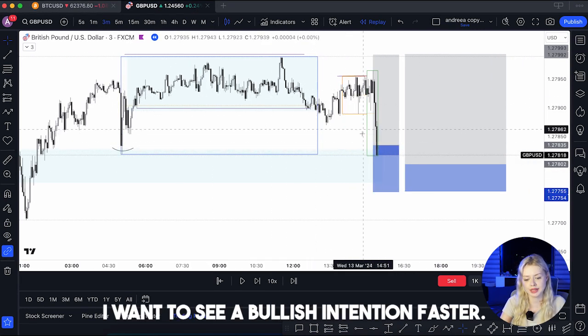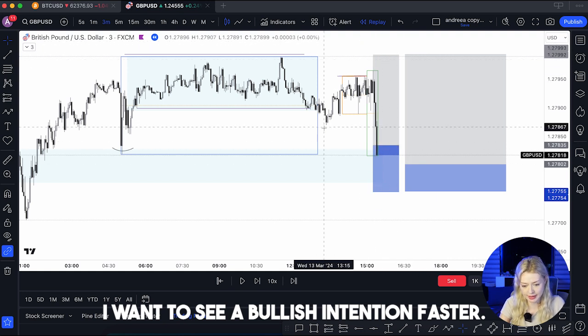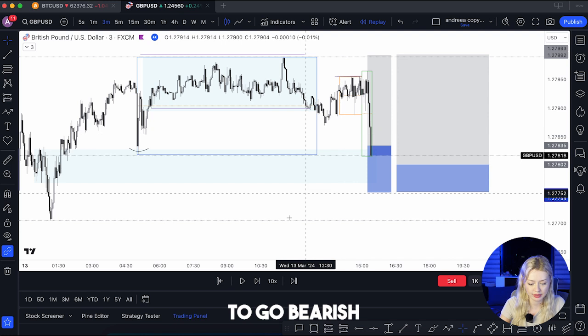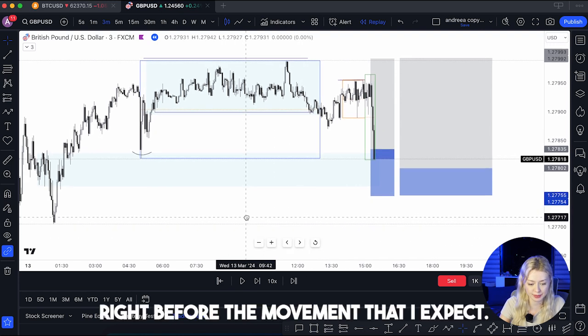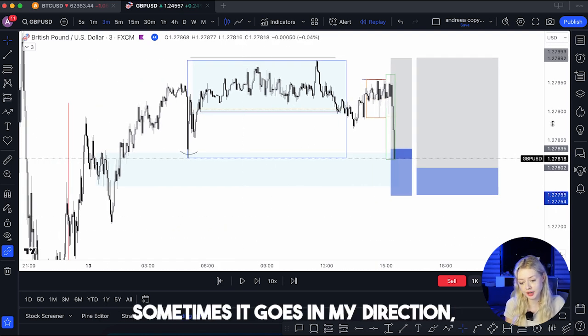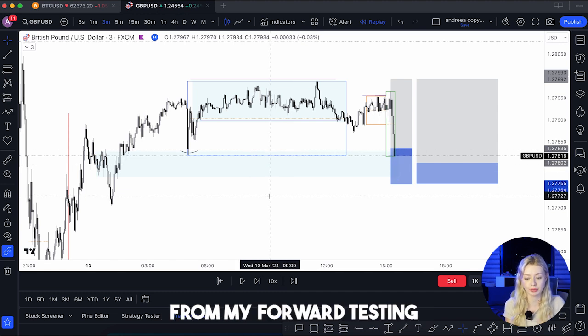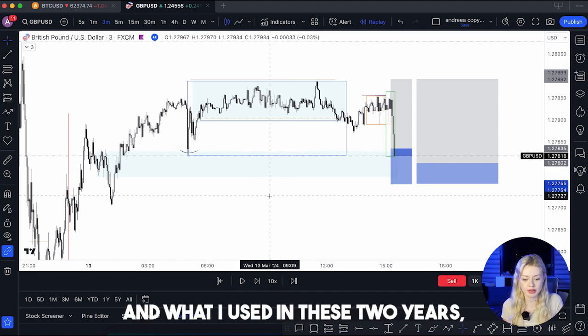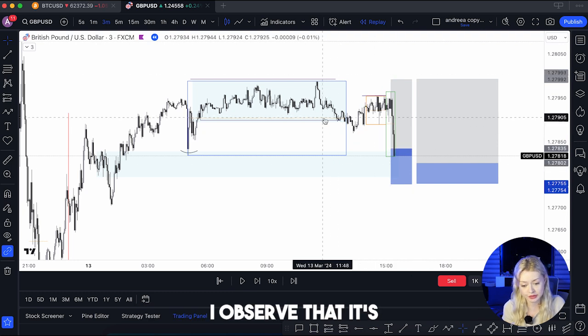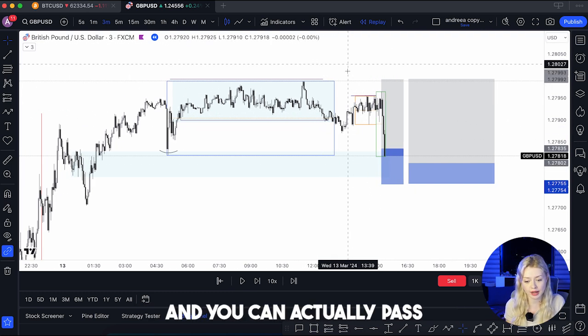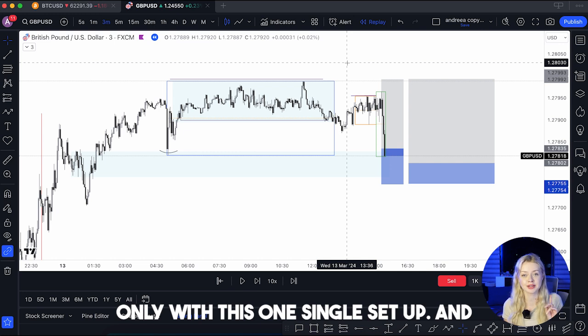I want to see a bullish intention faster, but right now the price decided to dump a little bit to go bearish right before the movement that I expect. Sometimes it goes in my direction, sometimes it doesn't. However, most of the times from my back testing, from my forward testing, and what I used in these 2 years, I observed that it's clearly a good setup and it works multiple times, and you can actually pass challenges only with this one single setup.